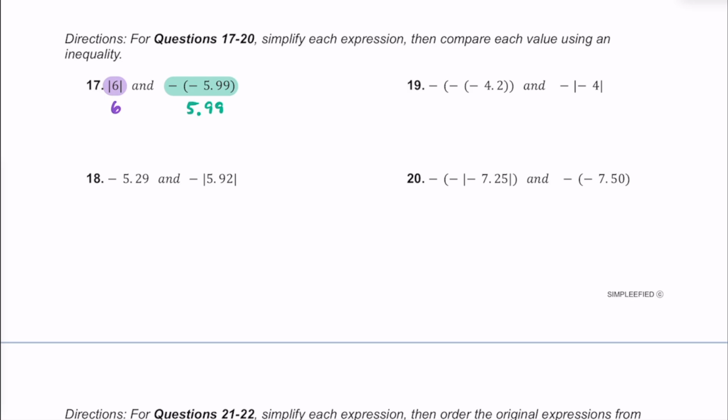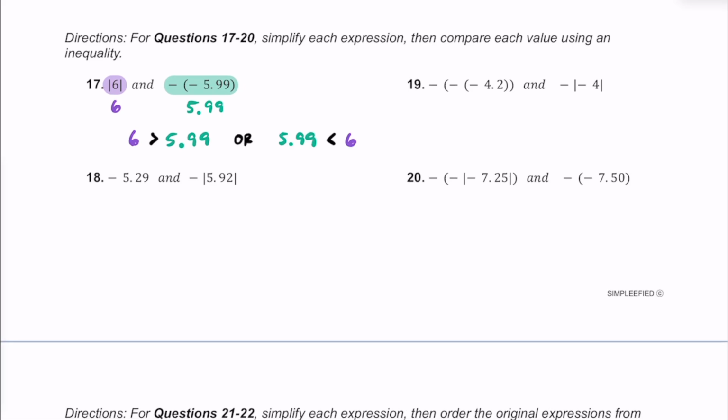Okay, now if we go ahead and write an inequality, something you could say is that 6 would be greater than positive 5.99. That's something you could write. You could also say something like 5.99 is less than 6. So either of those would be okay to write.